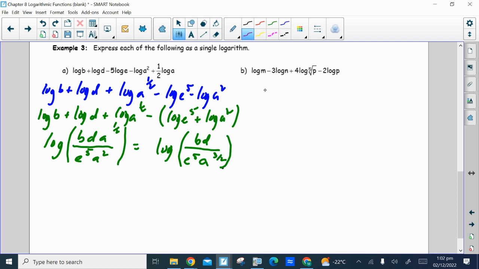Right, question B, very similar. We'll put the plus ones together. So 4 log of the 5th root of P. The 5th root of P would be P to the 1/5. And if you bring the coefficient of 4 up as an exponent, it'll be 1/5 to the power 4, which is 4/5.